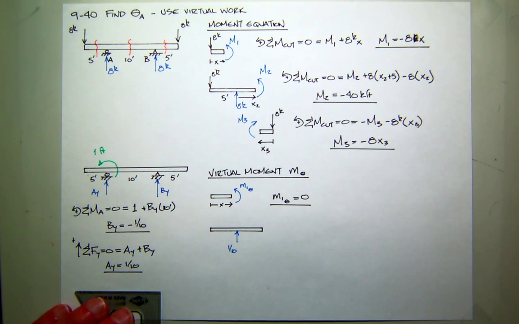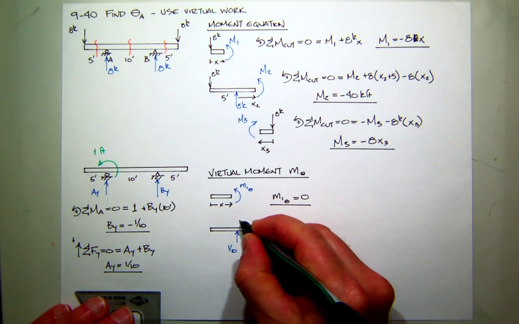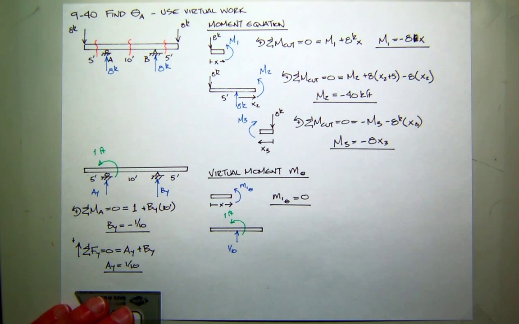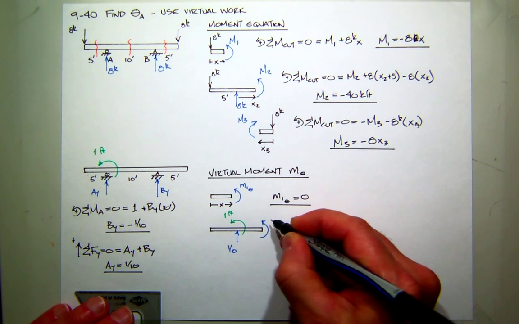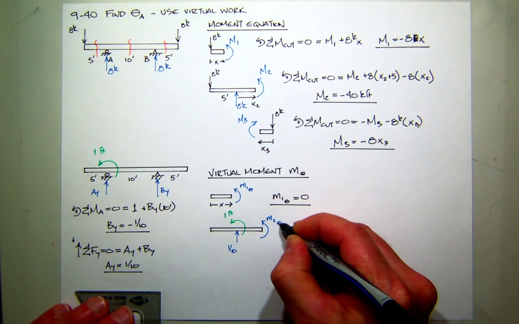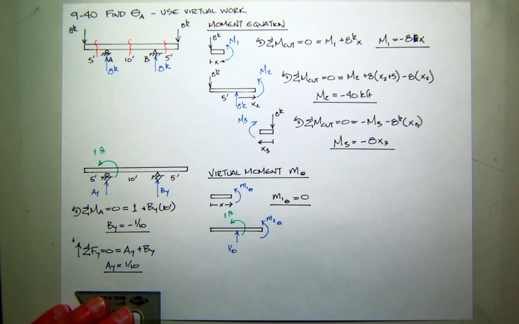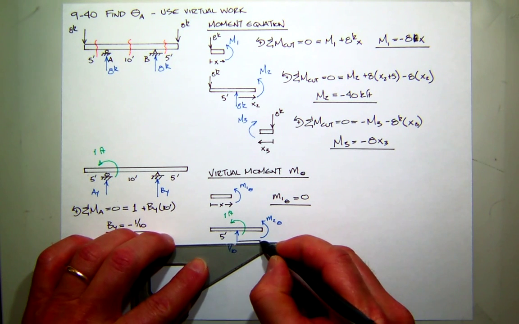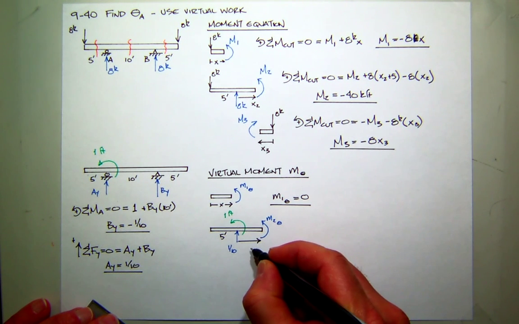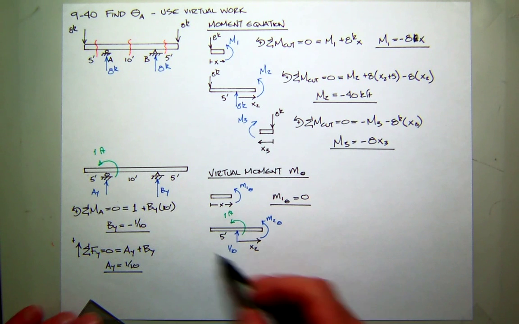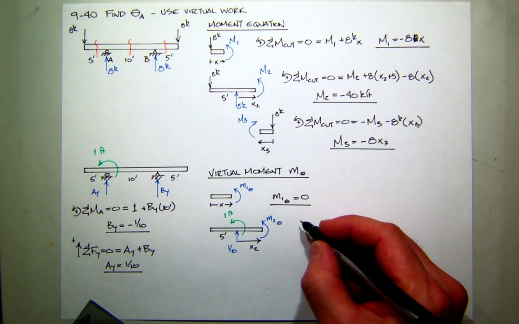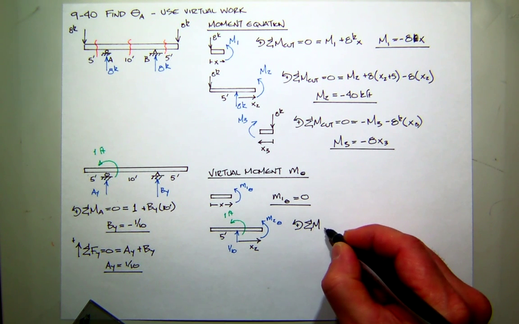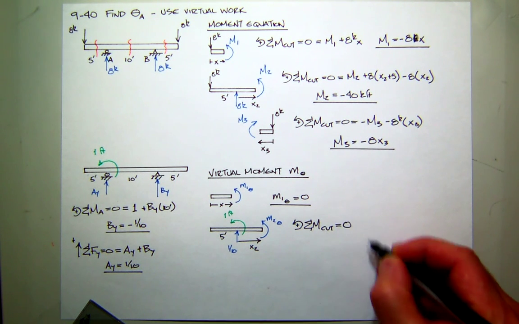And I also had my virtual couple there of 1 foot. And now I'm looking at the moment there, which is M2 theta. This is still 5 feet, and I measured the distance to the cut from A, and I called that x2. So let's make sure that body's in equilibrium. So let's sum moments about the cut and make sure we're in equilibrium.